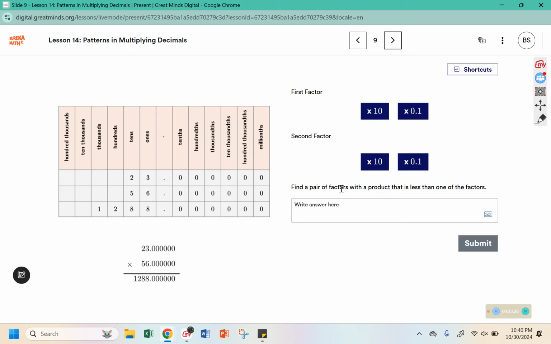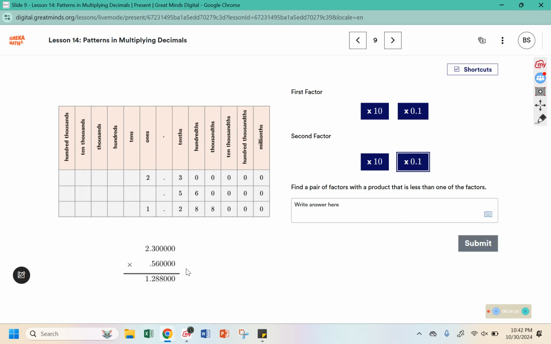Find a pair of factors with a product that is less than one of the factors. So currently I have factors 23 and 56, but the product is bigger than both of those factors. So I need to find a combination of two numbers where the product, or the answer, is smaller than one of these factors. So let's see, if I change it to 2.3, 128 is still bigger than 2.3 and 56. If I change it to 5.6, 2.3 and 5.6, those are both still smaller than 12.88.